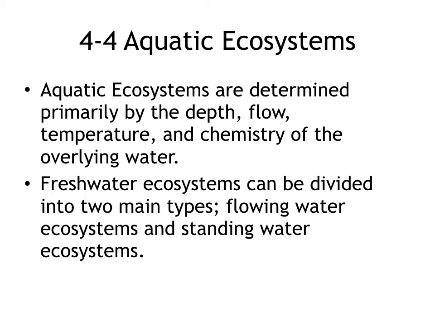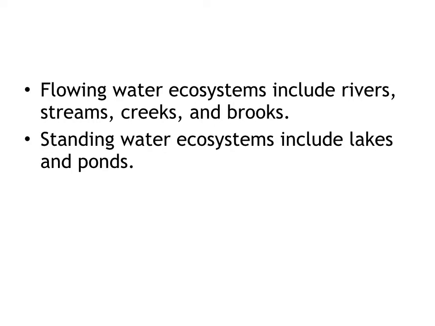Freshwater ecosystems can be divided into two main types, flowing water and standing water ecosystems. So let's take a look at those two types. Flowing water ecosystems include rivers, streams, creeks, and brooks, and standing water ecosystems include lakes and ponds. It's pretty straightforward as to whether the water is moving or not, as to if it's a standing water or flowing water ecosystem.